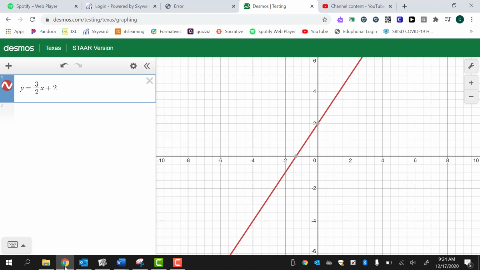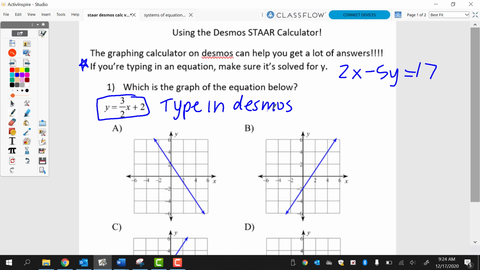Now, when you're using this, make sure that we pick the correct graph. So what do I look at in this graph to compare it to my answer choices? Well, the things you should check: you should be checking the y-intercept. Is that in the same place? You should check the x-intercept. Where is it crossing the x? And you should check how the line is slanted. Is it pointing up or is it pointing down?